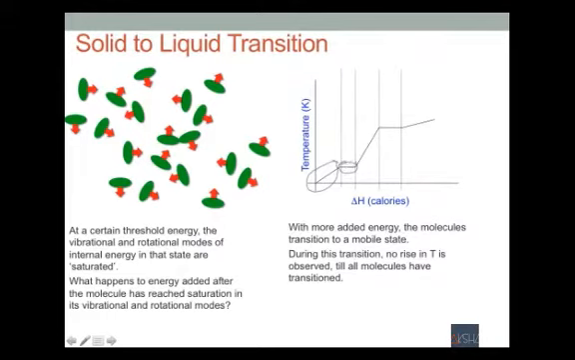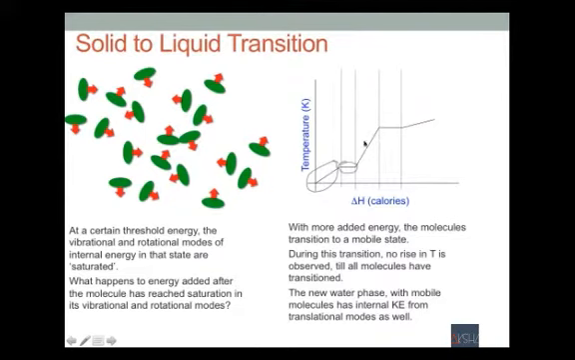Hence, during this transition, no rise in temperature is observed till all the molecules have transitioned from this solid state to this mobile state. This new water phase with the mobile state has internal kinetic energy from translational modes as well. There was not too much of translational energy in the solid. There was primarily rotational and vibrational. Now in the mobile phase, there's a significant amount of translational energy as well.